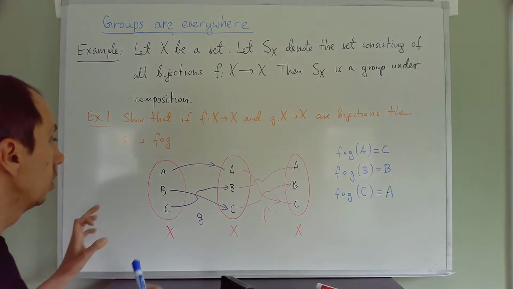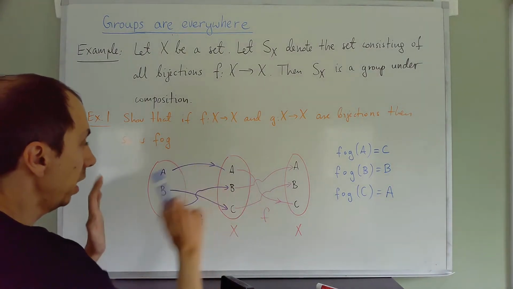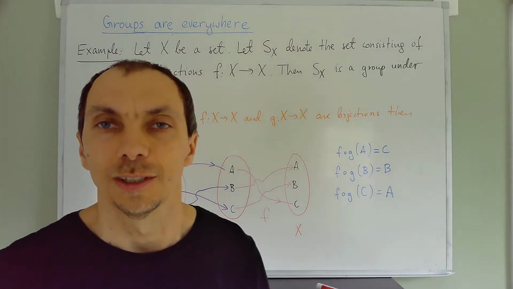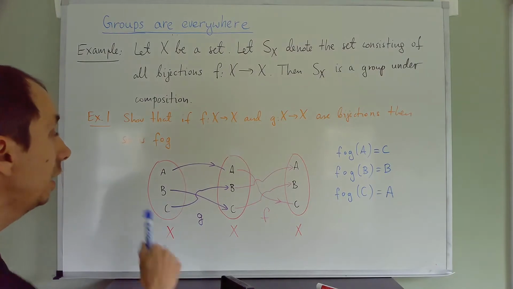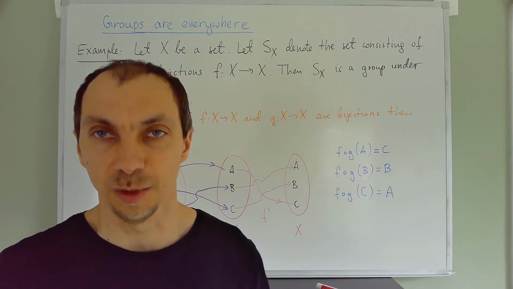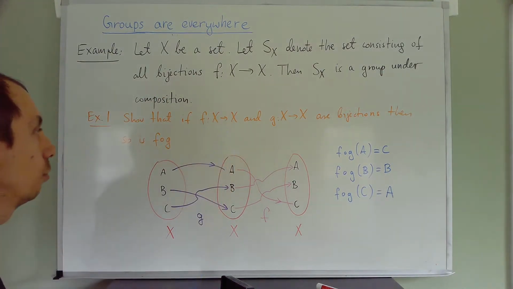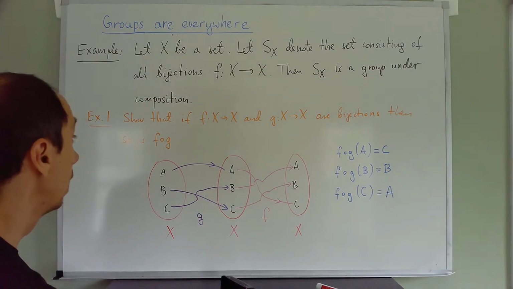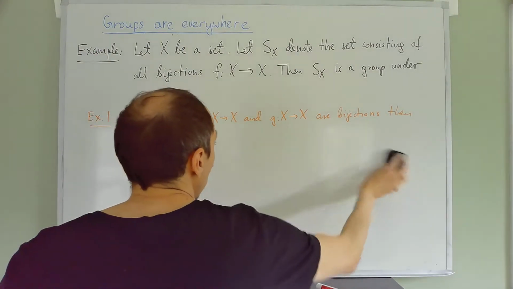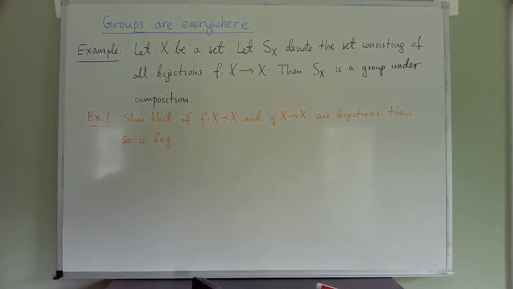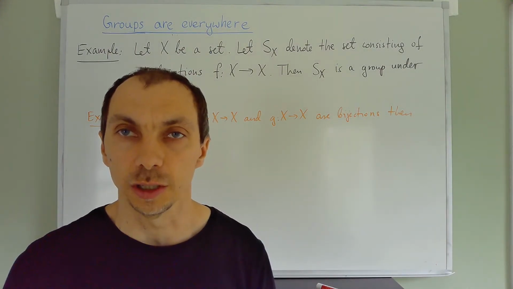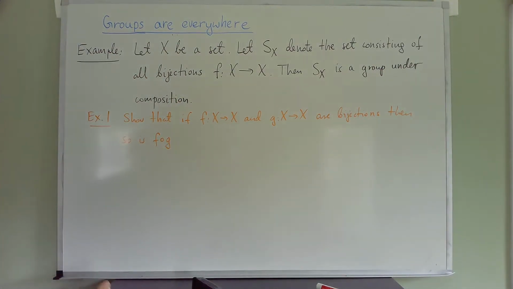And the point is, sure, it must be a bijection from the picture. In any case, a picture doesn't prove anything, of course. It's just a particular situation, a particular example, a particular function. So I want you to show that this is true in general. Once we know that that statement is true, we know that the set of bijections is closed under composition. So that means composition defines a binary operation.